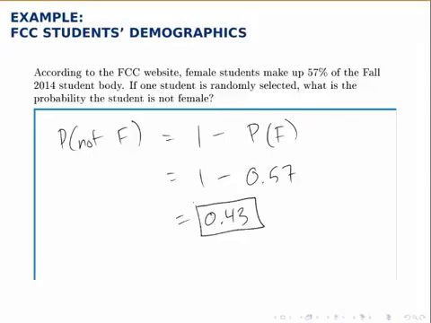So again, if 57% of students are female, the other 43% are not. So the chances that we draw a student that isn't female is 43%.